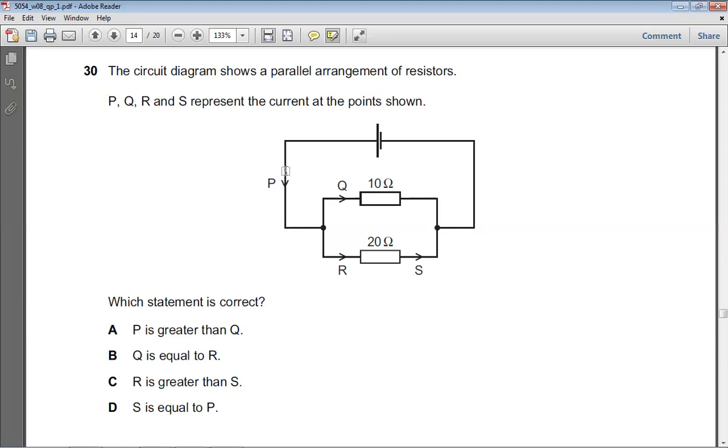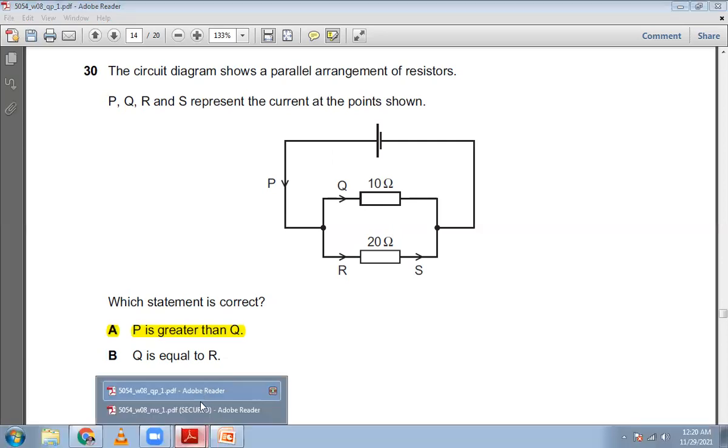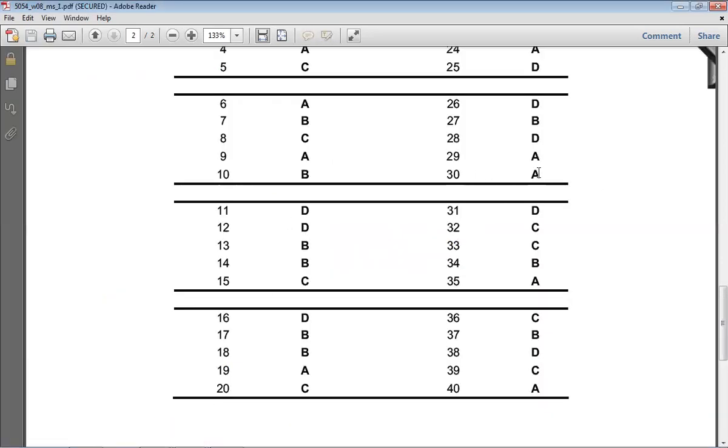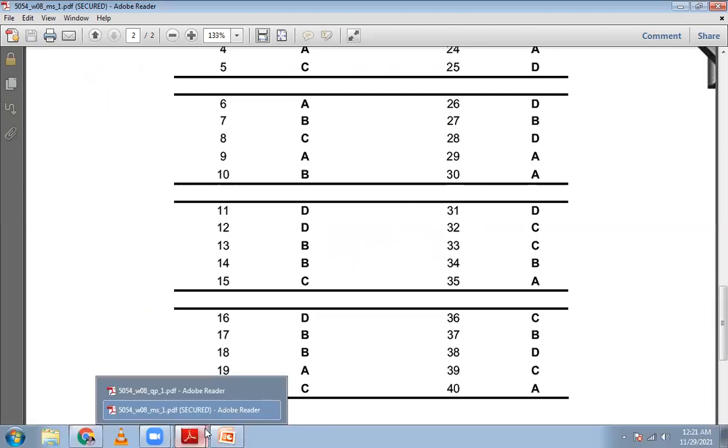P is greater than Q, that is true because P is the current which came out of the battery, and here it divided into two parts. So Q will be less than P. So P is larger than Q. I think A is the right option. Question number 30, A is the right option, sir. So let's check.